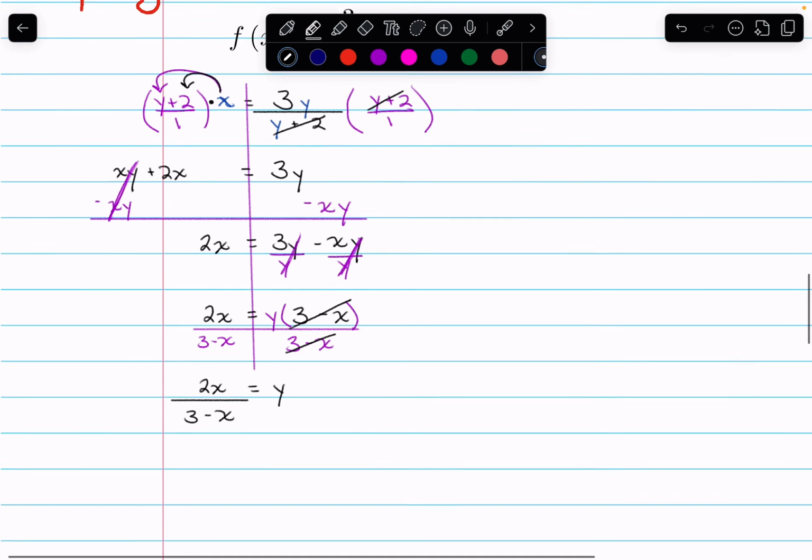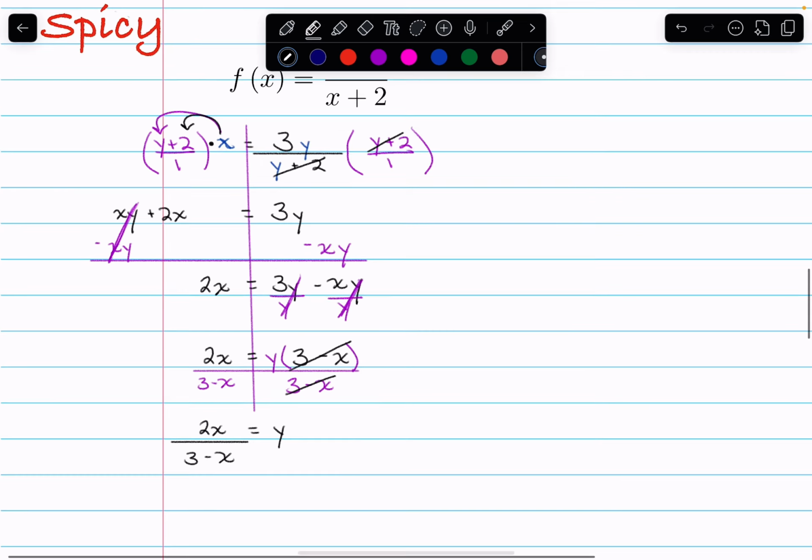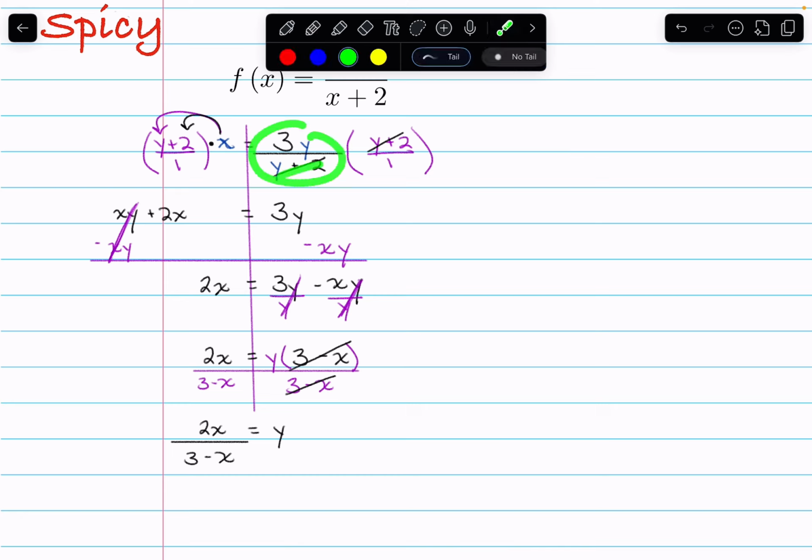So there's a lot more algebra involved in this one. That's why it's a spicy one. It's all possible. Take your time. Again, we're doing all the same rules we usually do. When we don't like fractions, we get rid of them by multiplying by the denominator. And then we're doing some distribution and some factoring. Okay.